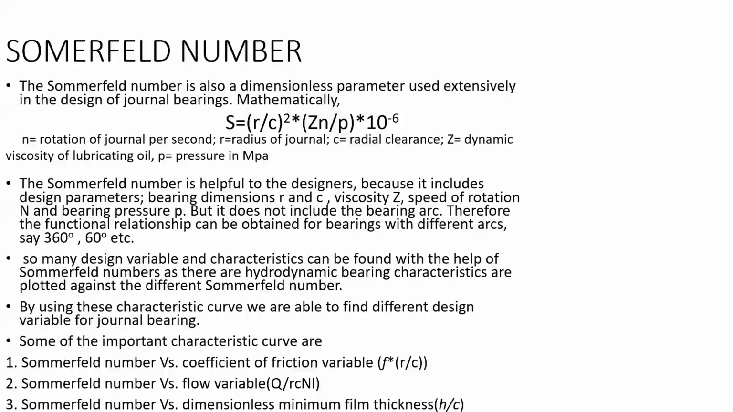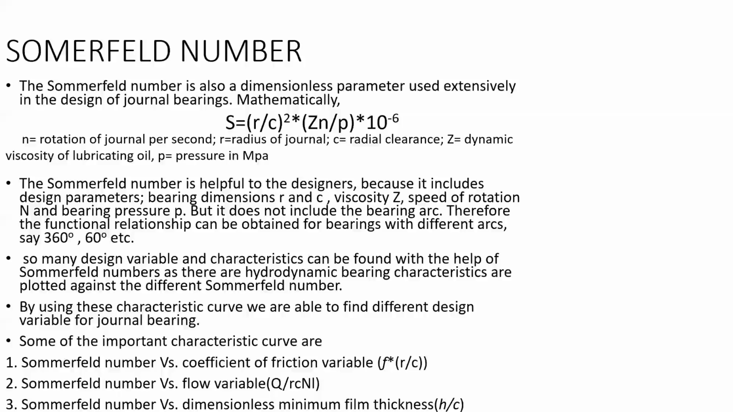This n is the cause of the film which will be developed between the journal and the bearing. So this is one of the more important parameters, that is the rotational speed of the journal. And P is the pressure, that includes the term of the radial load and the dimension, or the length, of the bearing.